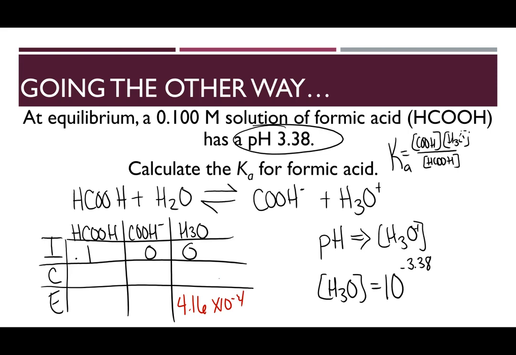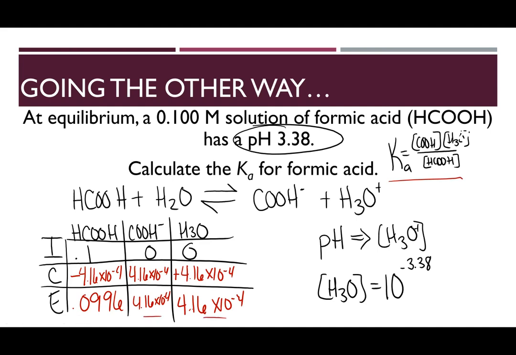Okay. If I have that one, I can fill in the rest of the table. So the change must be 4.16 times 10 to the negative fourth. And this is going to be minus 4.16 times 10 to the negative fourth. So 0.1 minus 4.16 times 10 to the negative fourth. And down here, we're going to have 0.0996. Okay. So now we have a Ka equation.